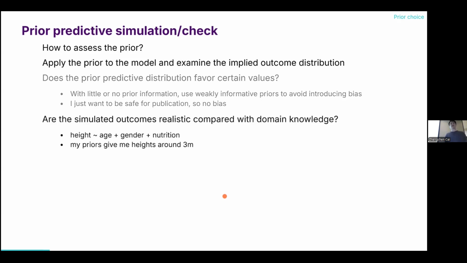Or you can also check whether your outcome is realistic. For instance, if I'm doing a regression with height and age, gender, and nutrition, I have all my priors for those 3 variables. I can get the distribution of height, right? And then you find height can be around 3 meters, which is not realistic. So it means your prior, by definition, is problematic, right? And then you can tune your prior until you think the outcome is reasonable and it's not preferring any values, so that you are not introducing bias.